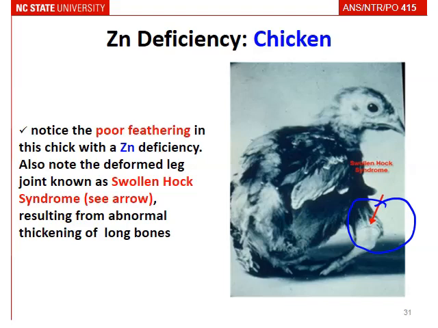That's known as swollen hock syndrome, and it basically results in abnormal thickening of the long bones because, even though when we think of bones, we're thinking calcium and phosphorus, it is the highest concentration of zinc, so we're going to be breaking down some of those bones to free up the zinc that we need, because our bones, similarly to the skin, have a lower priority for these minerals than other enzymes. So therefore, we get this abnormal thickening of the long bones.